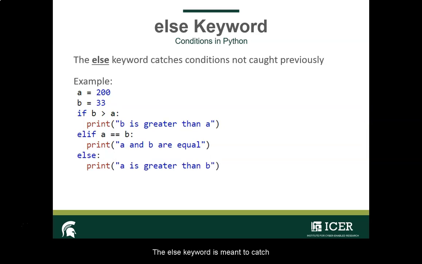The else keyword is meant to catch and execute code for the conditions that were not previously met. So going back to our original example, if I add an else statement to the end, now I can have a print statement or a block of code where something actually occurs within my program. Okay. So nothing was printed because B is not greater than A and A is not equal to B, but the else statement catches the A is greater than B situation.